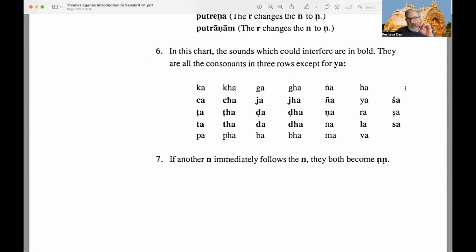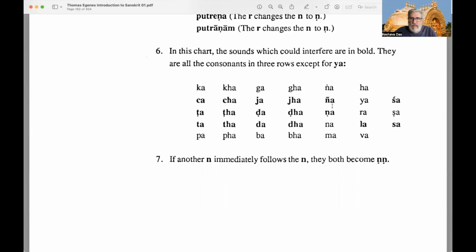Okay, so now in this chart, the sounds which could interfere are in bold. They are all consonants in 3 rows except for ya. If we look, these are the different vargas. The top line is gutturals, then we have palatals, then cerebrals, then dentals, then labials, on the lips. So we notice that the ka varga and pa varga, the family beginning with ka and the family beginning with pa, those 2 lines are not in bold. Where we see the bold are the rows of consonants that are going to interfere with this rule.